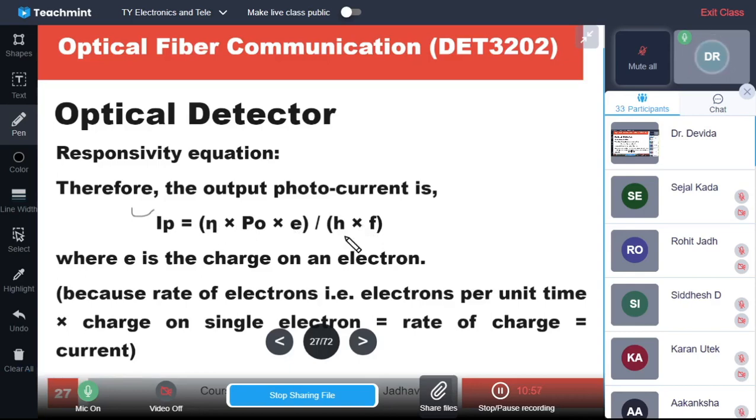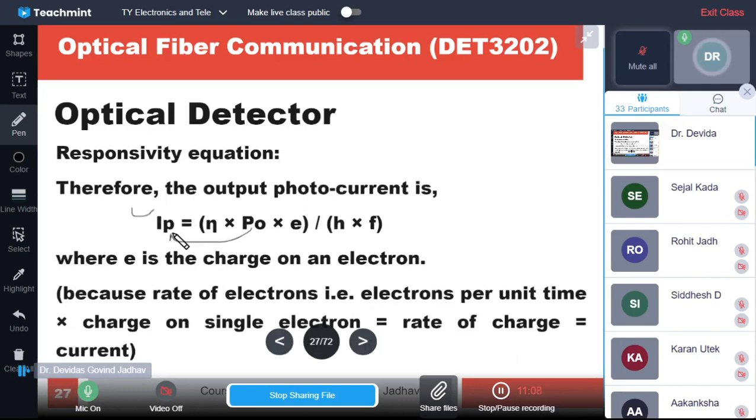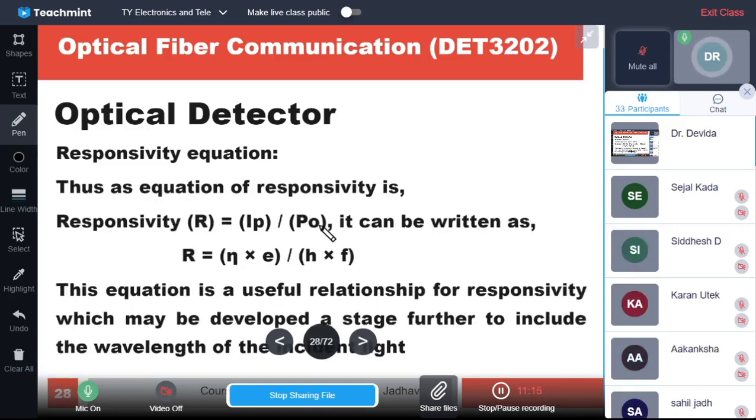Okay. So Ip is eta Po e upon hf, but R is Ip upon Po. So Po goes to the denominator, and Ip upon Po becomes eta e upon hf. So this is the R equation. Now f can be substituted as c upon lambda. So R is eta e upon hf, and R is also eta e lambda upon hc.